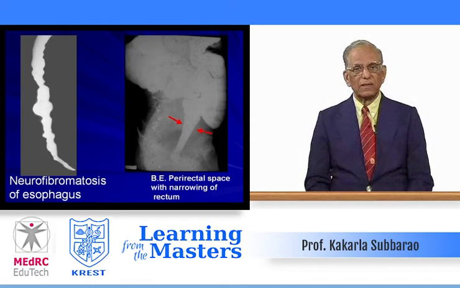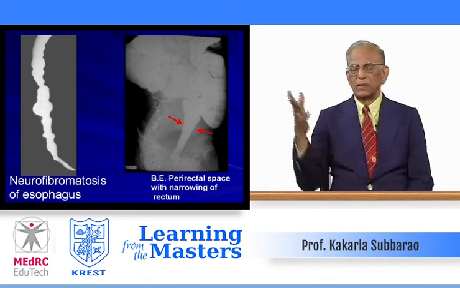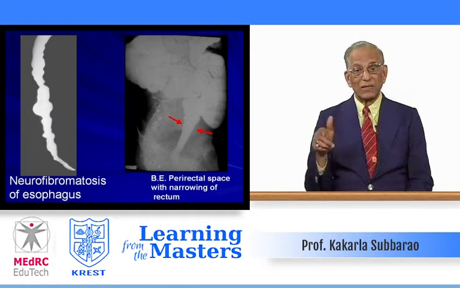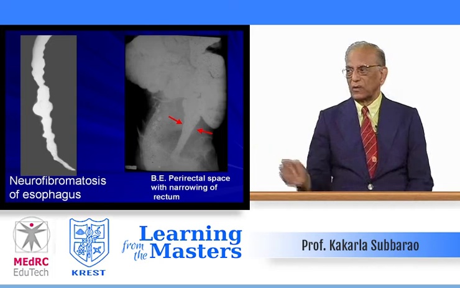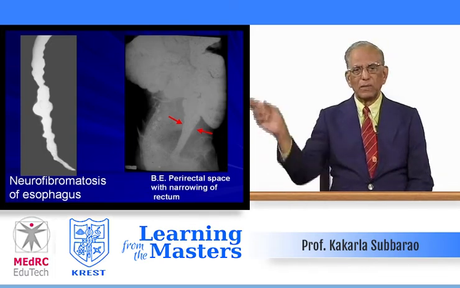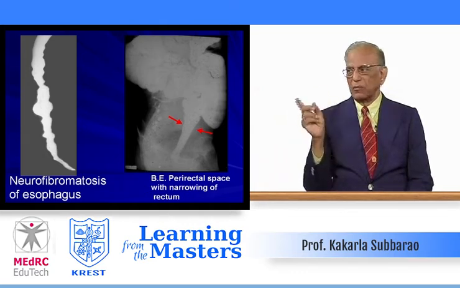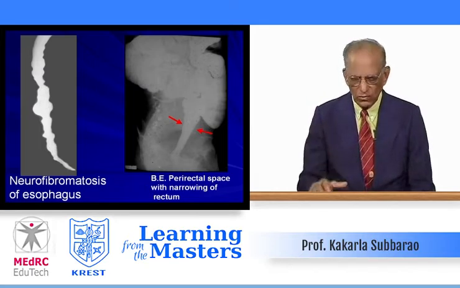Esophagus, like GU tract, GI tract also may be involved. Look at this. Multiple polypoid type of lesions, dilatations, stenosis. The Ehlers-Danlos syndrome also you may get similar finding. And then one on your right side, the lateral view of the pelvis, the barium enema. Look at the narrowed rectum due to extensive circumferential pressure by what? Neurofibromatosis.